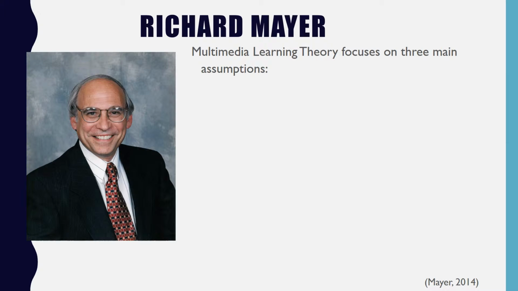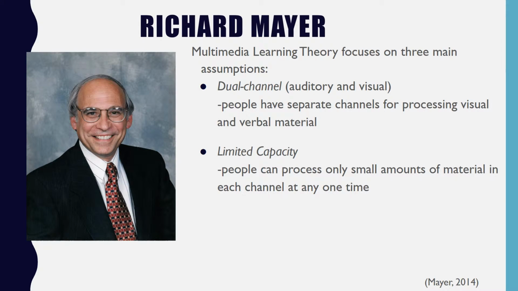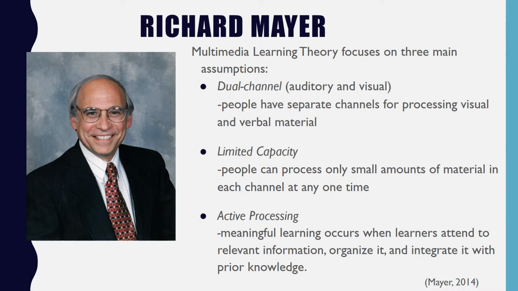The multimedia learning theory focuses on three main assumptions. First, dual channel. This is where people have separate channels for processing visual and verbal material. Second, limited capacity. This is where people can only process small amounts of material in each channel at one time. Third, active processing. This is where meaningful learning occurs when learners attend to relevant information, organize it, and integrate it with prior knowledge.